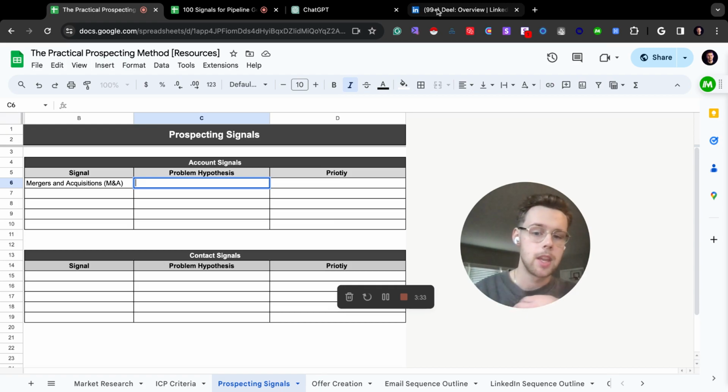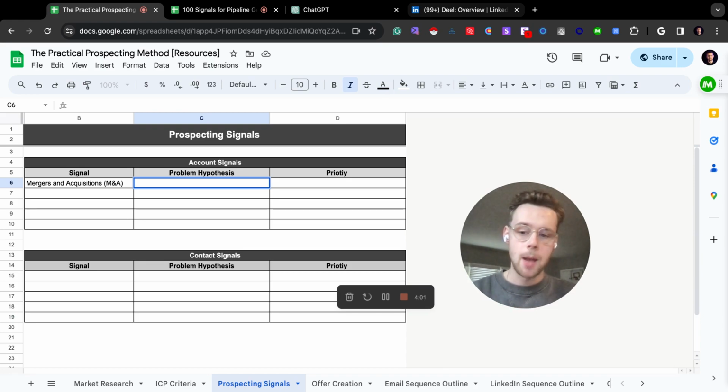So again, if I'm thinking from the company's perspective, if I'm reaching out to a company that just had a merger, I keep saying murder, excuse me, a merger or an acquisition, the problem hypothesis might be that because there's all these changes, they need to consolidate their HR technology and they need to make sure that all these employees who are merging into one company have the proper onboarding resources they need.